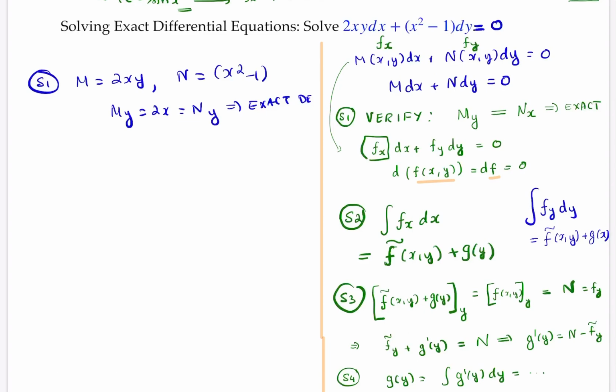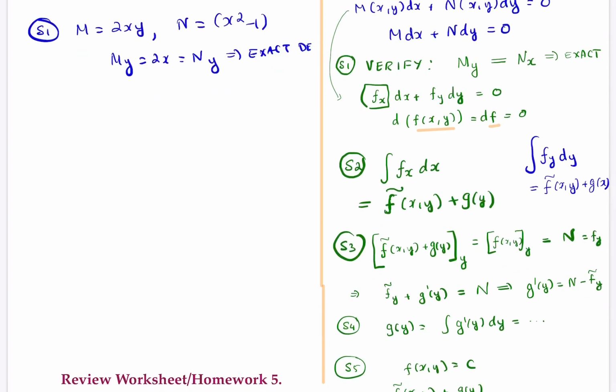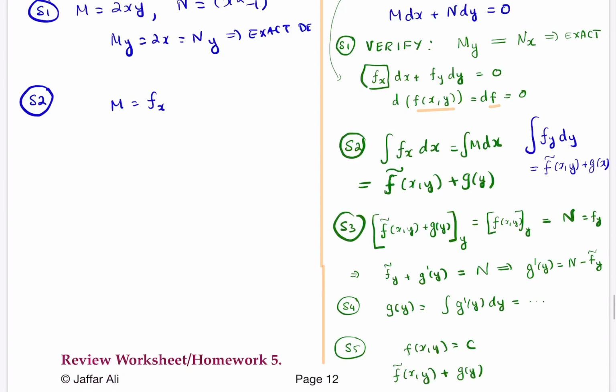Done. Now, in this case, I'm going to take a look at the M, not the N. So step two: I'm going to take a look at M, which is f_x, by the way. If you want to write it, this is the same as saying the integral of M dx. So I have my M here, which is equal to 2xy, and I'm going to integrate that with respect to x.